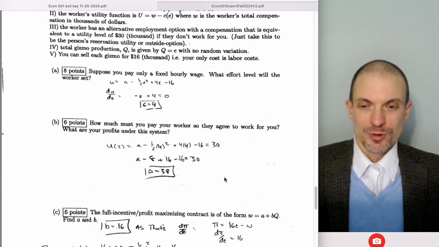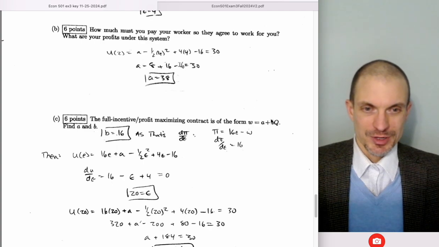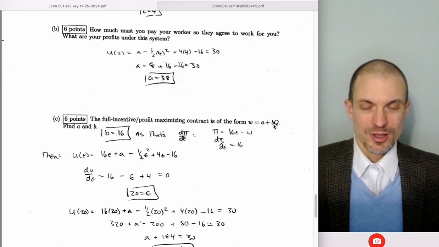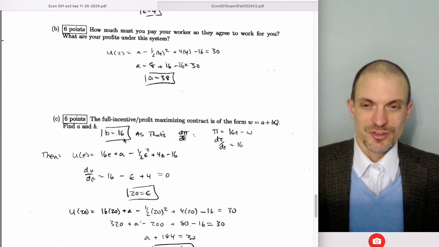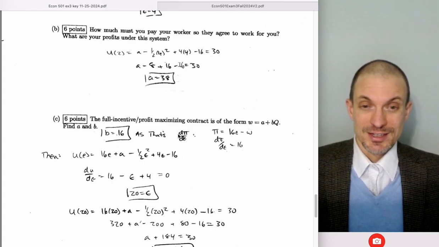What about the full employment, full incentive contract? So now what I want to do is set B. I want to give them the full returns to their effort. That was 16. Each additional unit of effort made one more unit of output, for which we were paid 16 in revenues. That was the price. So I'll set B equal to 16.